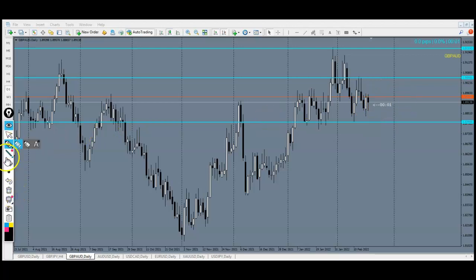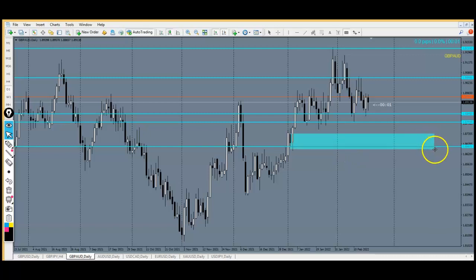Okay, so let's see. So these are the levels we're looking at. Okay, so the initial, there's a minor level right here, either here or here really, so any of these two, but it's a demand zone. It's a demand zone. Let's leave that there like that. There's a demand zone down here, right here. Let's mark that out.